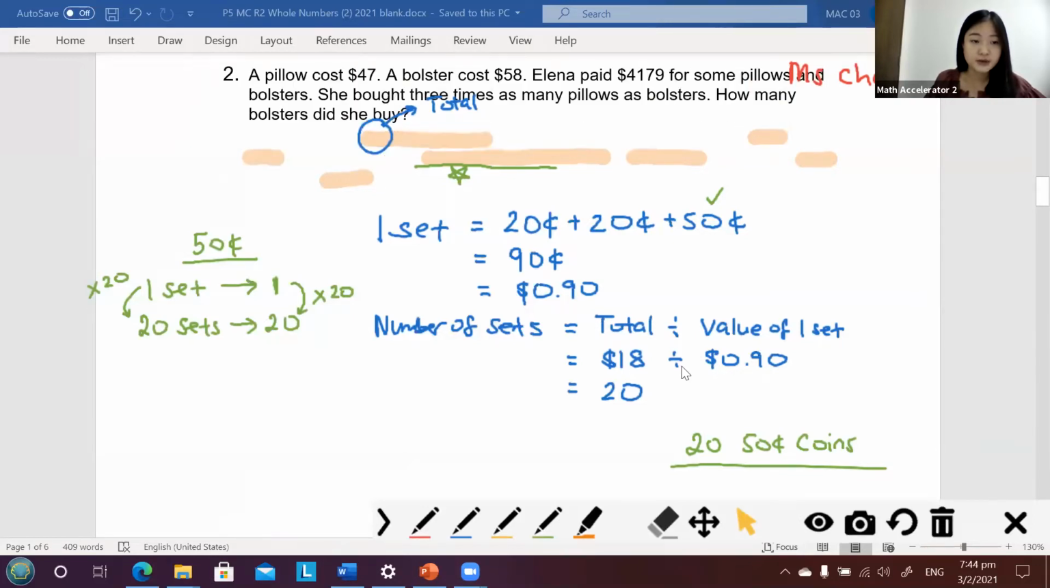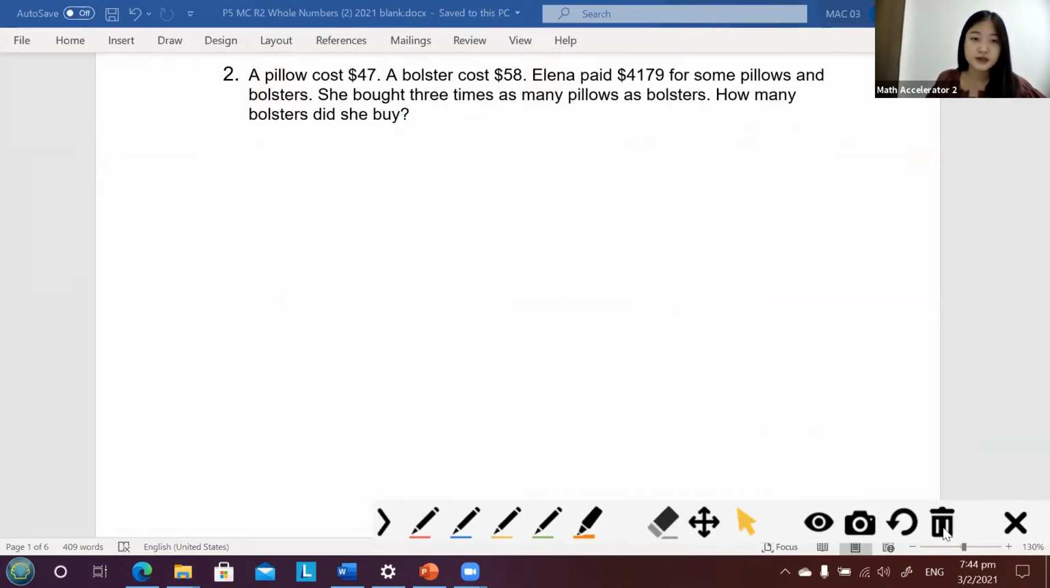No, it's not 20 pairs of 50-cent coins, it's 20 50-cent coins. They're not in pairs. Okay, let's go on to question 2.